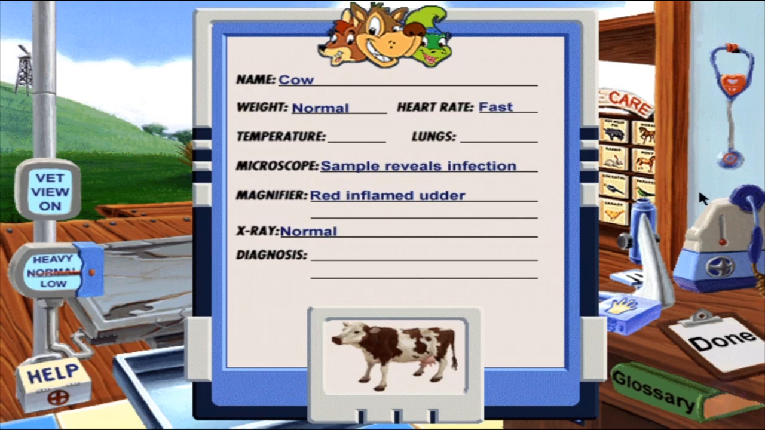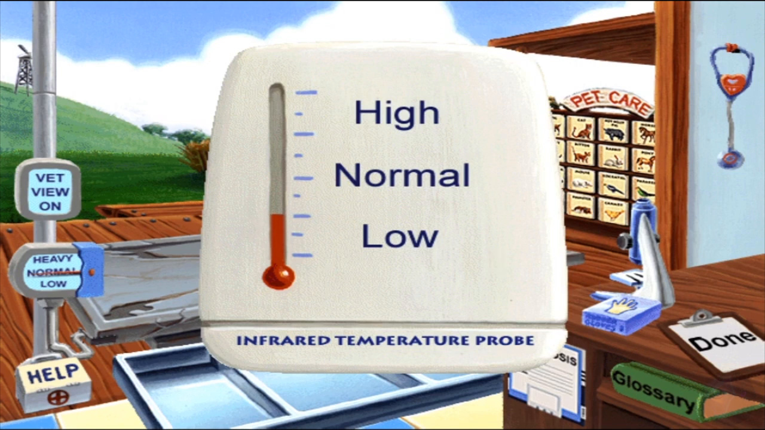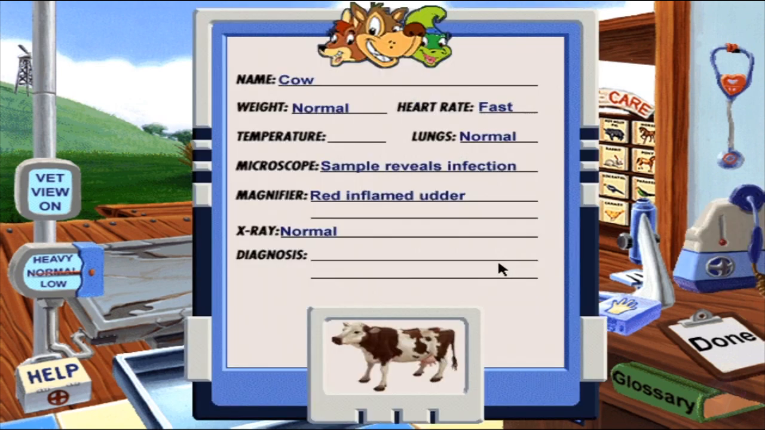The animal's heart rate is fast. This animal's lungs sound normal. This animal's temperature is high. The cow's weight is normal, but its heart rate is fast. The temperature reading is high, but the lung reading is normal. The microscope sample reveals infection, and with the magnifying glass, we could see that the cow's udder is red and inflamed. The X-ray reading is normal. The cow has an udder infection.